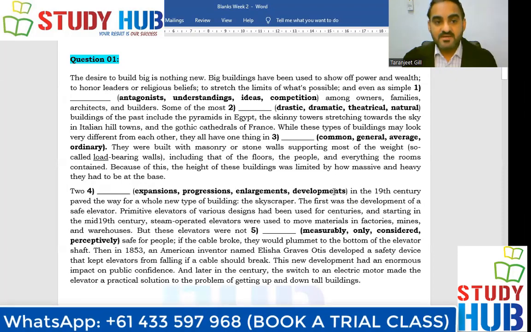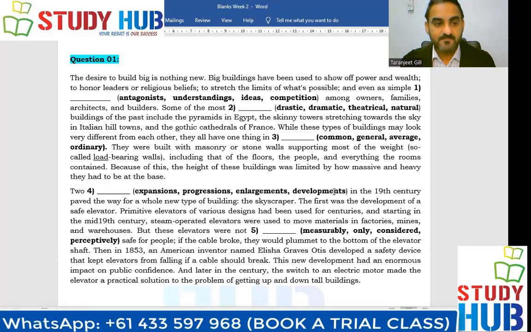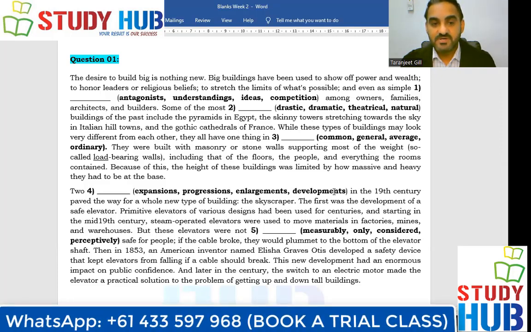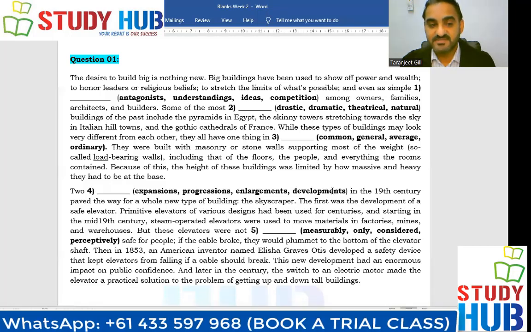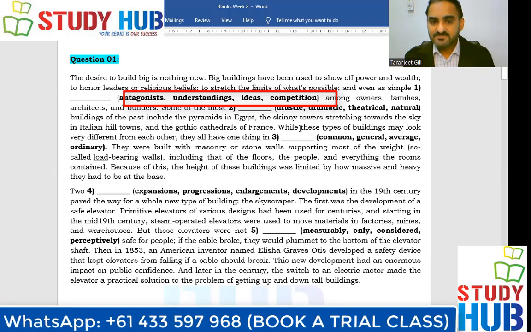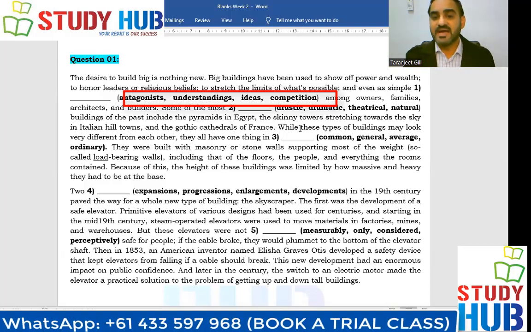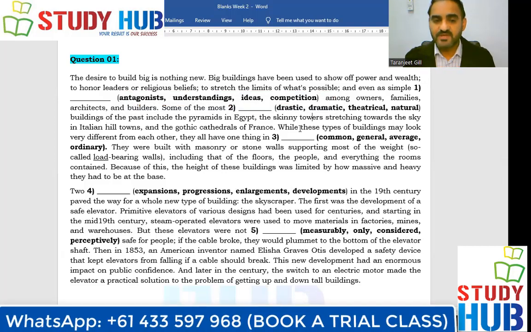The desire to build big is nothing new. Big buildings have been used to show off power and wealth, to honor leaders or religious beliefs, to stretch the limits of what's possible, and even as simple dash among owners, families, architects, and builders. And even as simple dash antagonists, understandings, ideas, and competition. So now simple ideas, simple understandings, simple competition, antagonists will be using IDC over there. So everything makes sense. We can say simple understandings, we can say simple ideas, we can say simple competition.